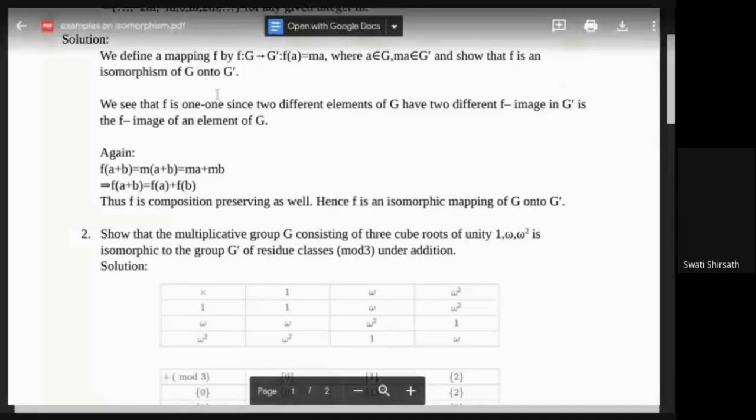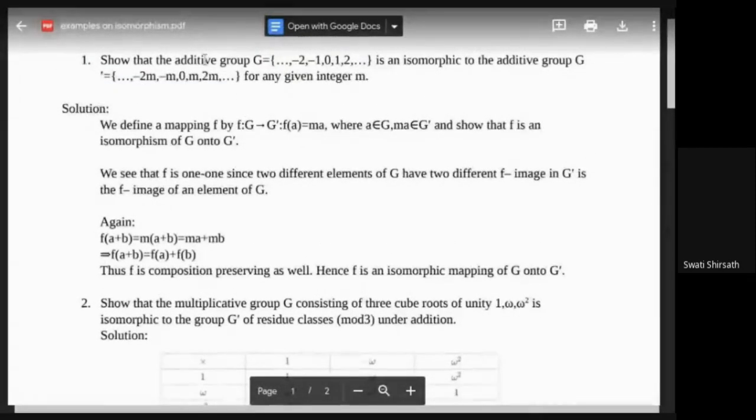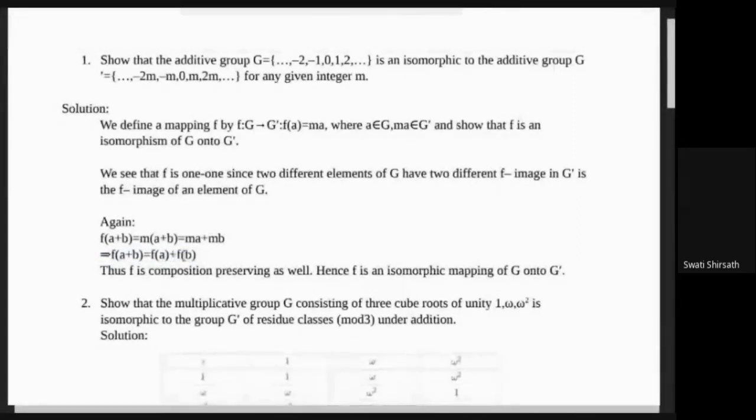Now here both the operations, the operations of G and G dash, are the same. Till now we have seen one multiplication operation and one addition operation. So we used to say f of x into y is equal to f of x plus f of y, or f of x plus y is equal to f of x into f of y, and then we said it is isomorphic or homomorphic. Now here both operations are addition, so on the left hand side and right hand side we will have plus. What we have to prove is f of a plus b is equal to f of a plus f of b.